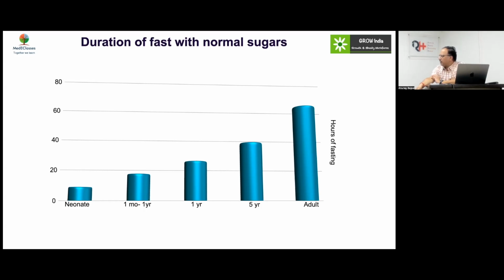1 month to 1 year, it's going also towards a higher side. And typically by 5 years, it's like 2 days. So generally 1 year should be able to have a fast of around 24 hours. So in ketotic hypoglycemia, the accelerated starvation, what happens is their stores are less. So they tend to use it up earlier, and that's why they become hypoglycemic.